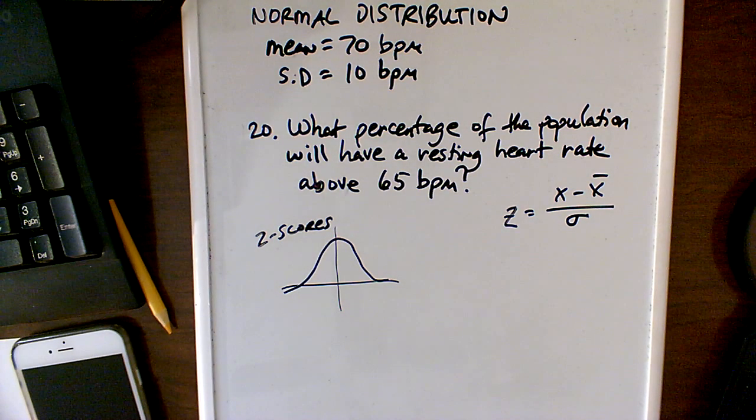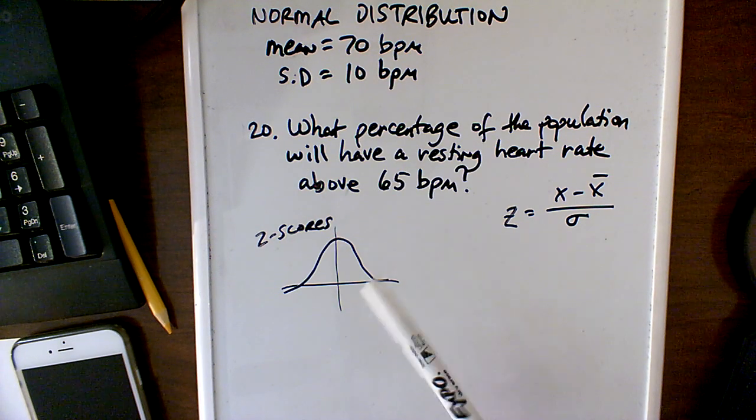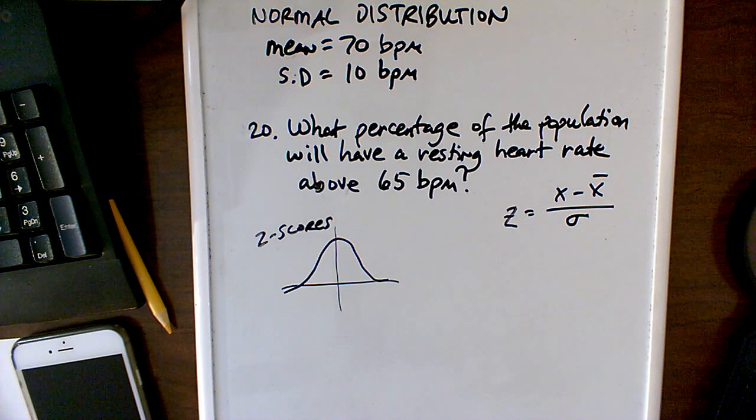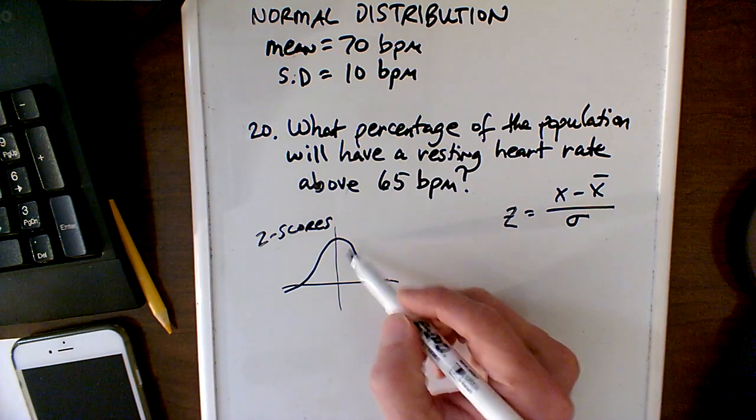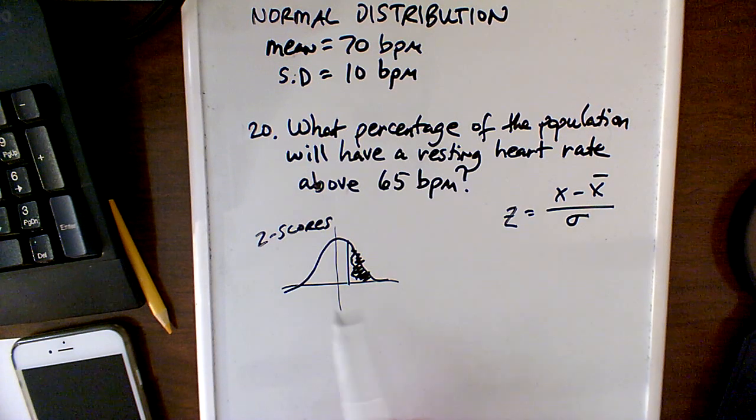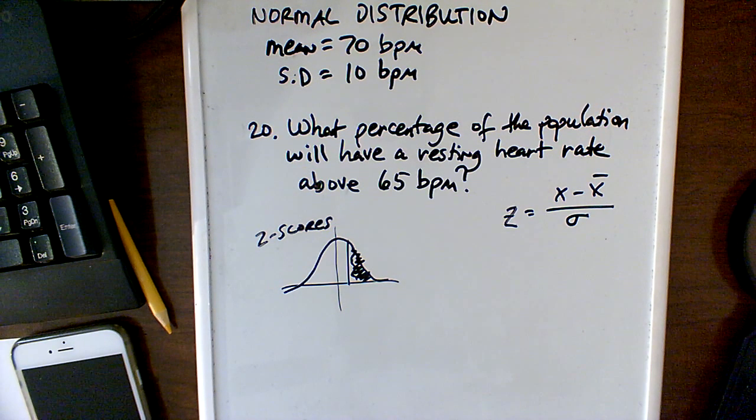Okay, so this problem is relating to normal distributions and finding out, by using the z-score tables for normal distributions, the percentage of population in this problem that has a resting heart rate above 65 beats per minute. Okay, so above means something to the right. Okay, so let's find out the z-score.